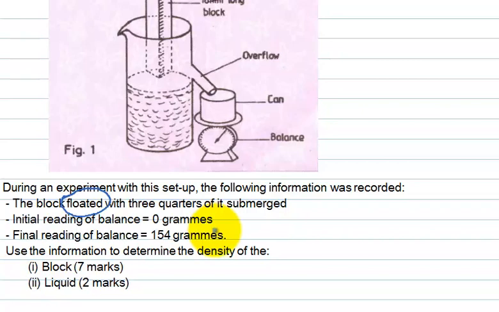We are now asked to use the information to determine the density of the block as well as the density of the liquid. The mention of the word density brings into mind the need to determine the mass of the object as well as its volume. Since we are asked to determine the density of the block, we can determine its volume from its dimensions because it is a cuboid.